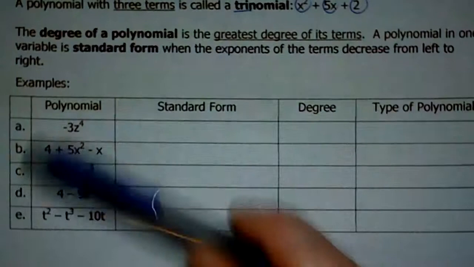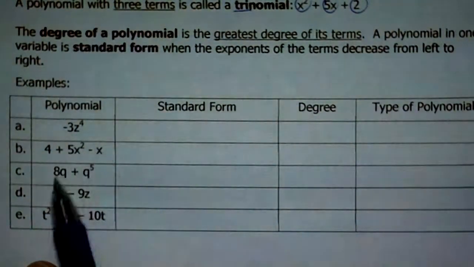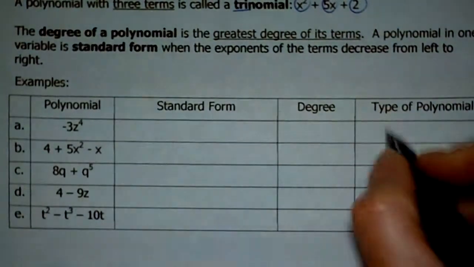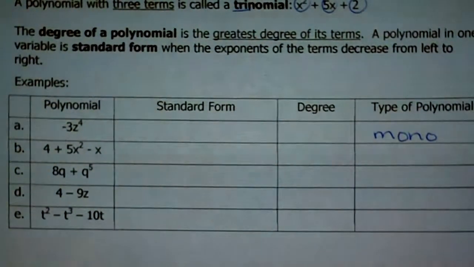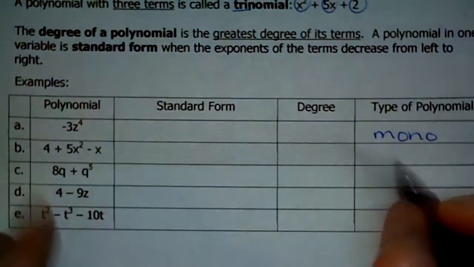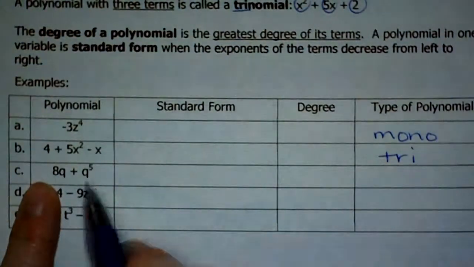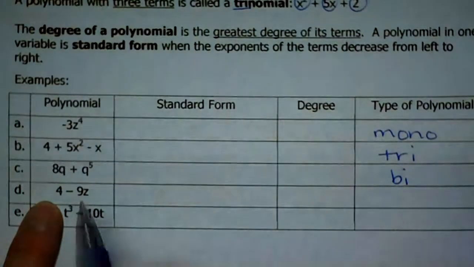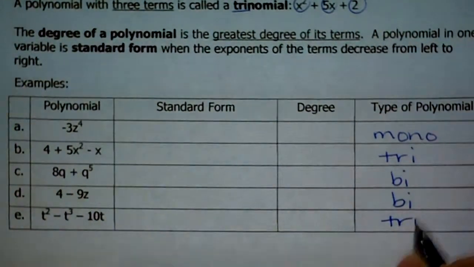So take a look. Here are some polynomials. This is a monomial. Here's a trinomial, a binomial, and a trinomial. So we've named them. Let's do that. Here I have a monomial. Here we have three terms. That makes it a trinomial. Here we have two terms. That makes it a binomial. Here we have two terms, also a binomial. And here we have three terms. That makes it a trinomial.